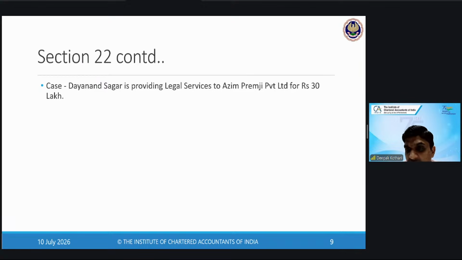Soumya is a tiebreaker. Yes, she's saying it should be included in Dayanand Sagar's turnover. So three people are saying, four people now, Simran also is now. So four people are saying that it should be included in the turnover of Dayanand Sagar and not included in the turnover of Azim Premji. Yes, that's the correct answer. Majority wins.